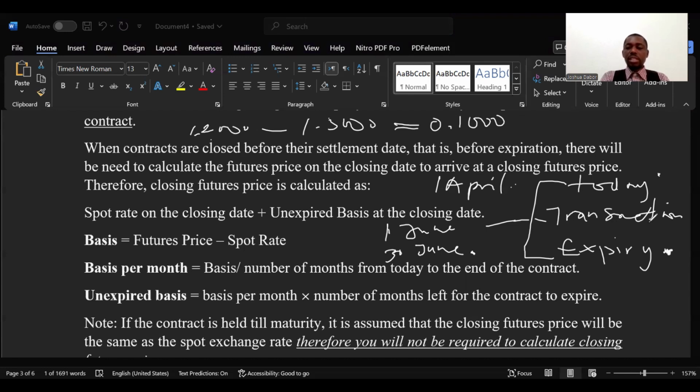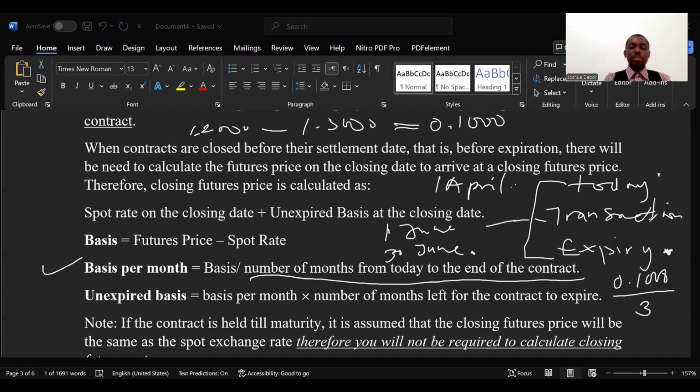That means basis per month will be 0.1000 all over 3. So this will be the basis per month, right? Which is this basis per month. It is basis all over number of months from today to the end of the contract.